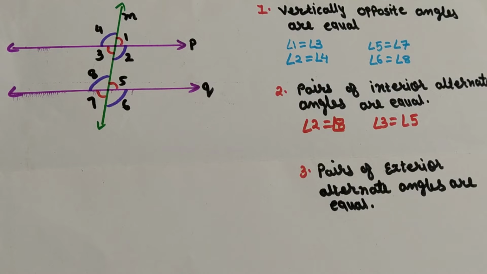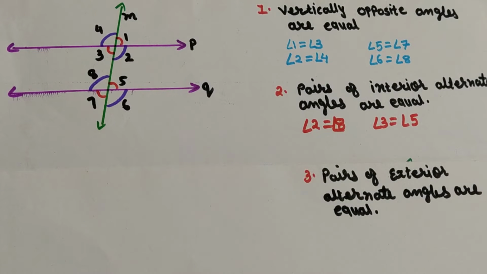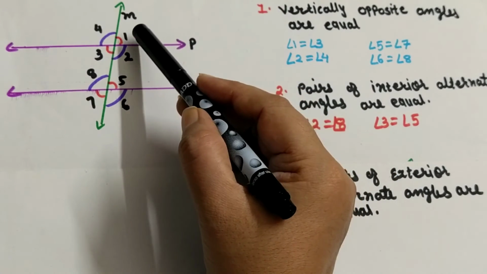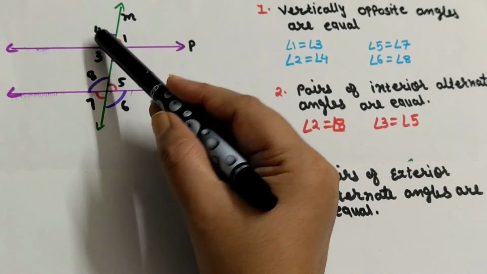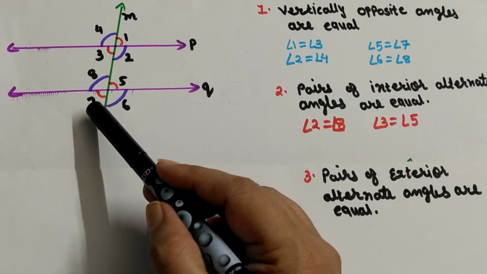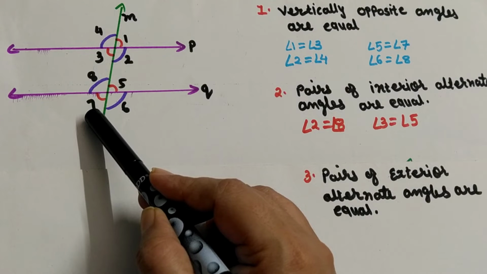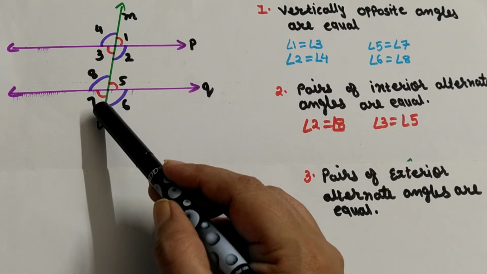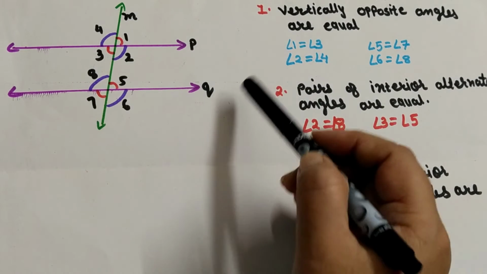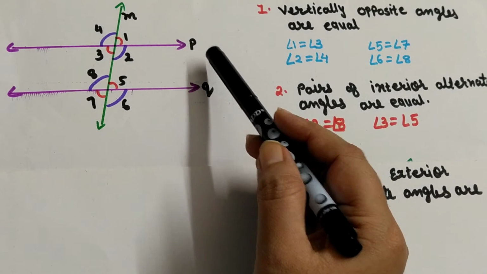The third property says that pairs of exterior alternate angles are equal. So here first we need to learn about the exterior angles. Here you can see that angle 1, angle 4, angle 6 and angle 7 are exterior angles, as they lie in the exterior part of parallel lines P and Q.